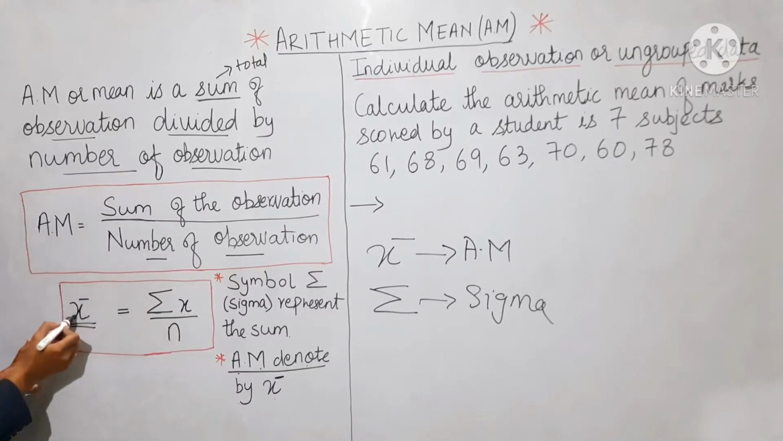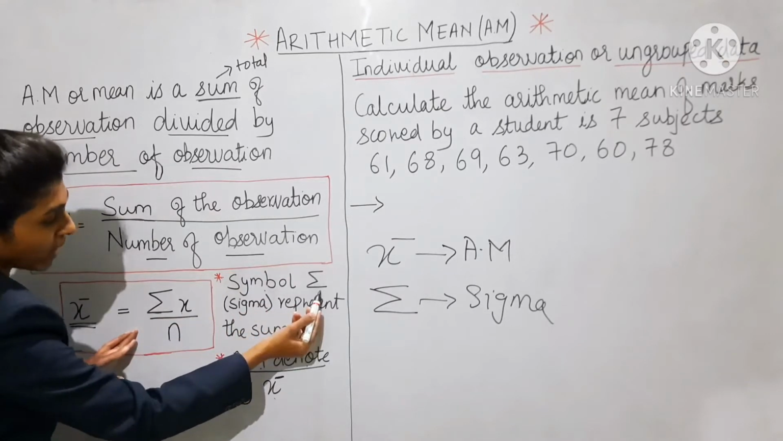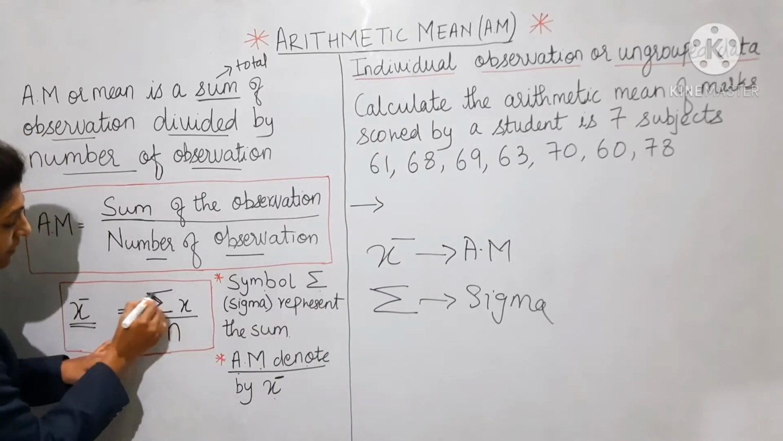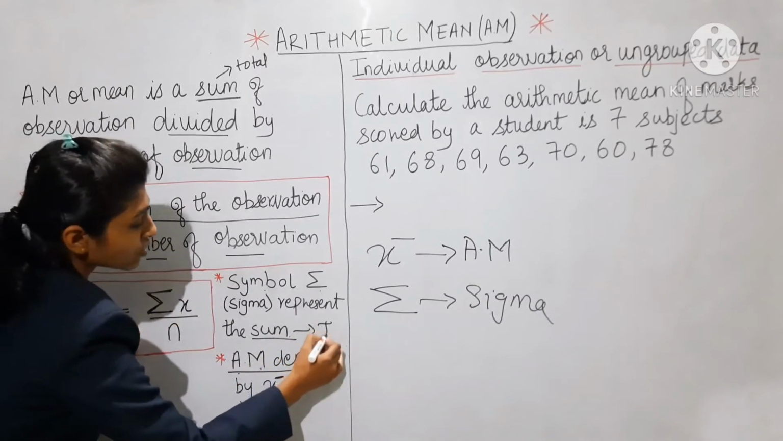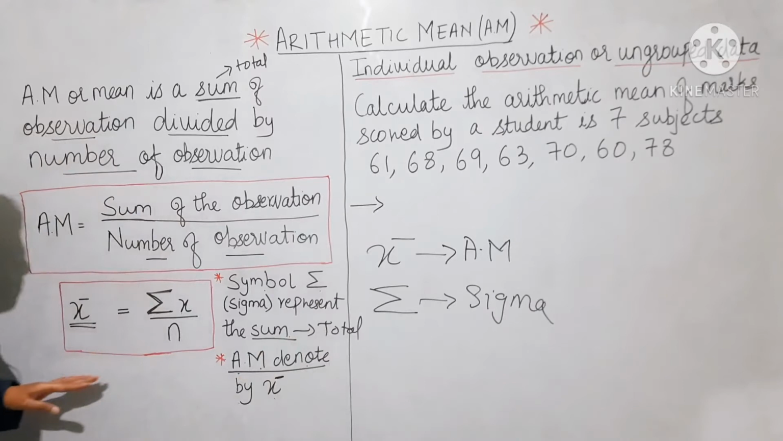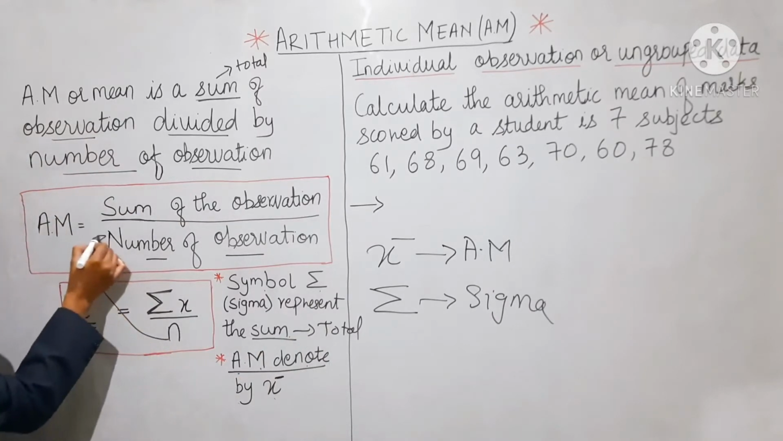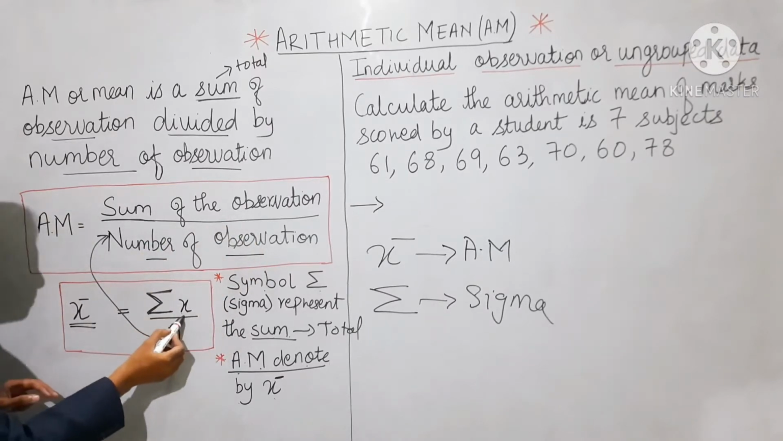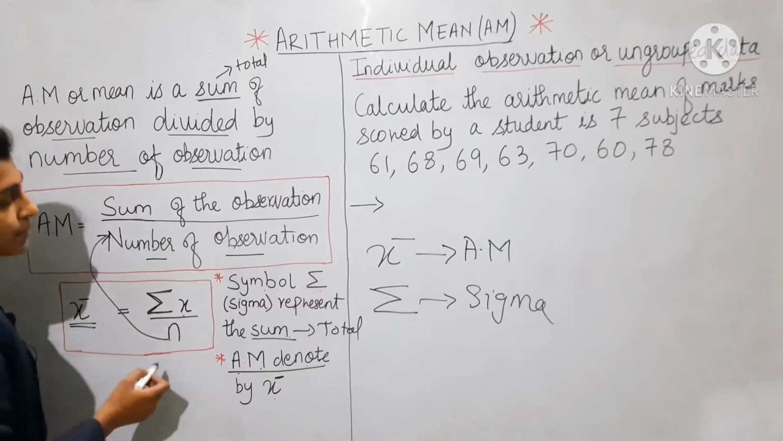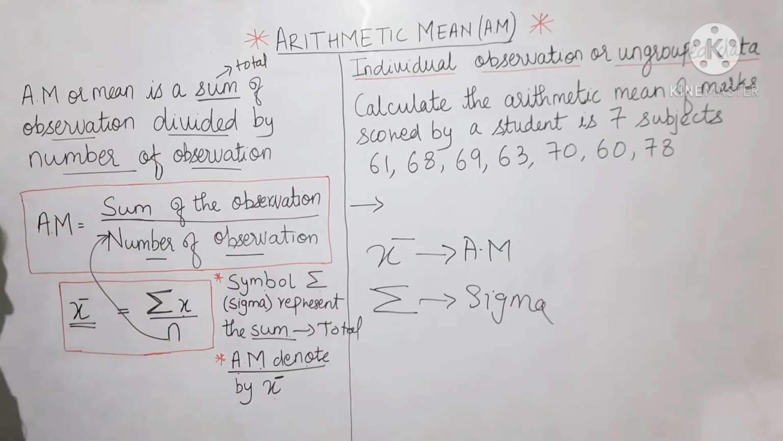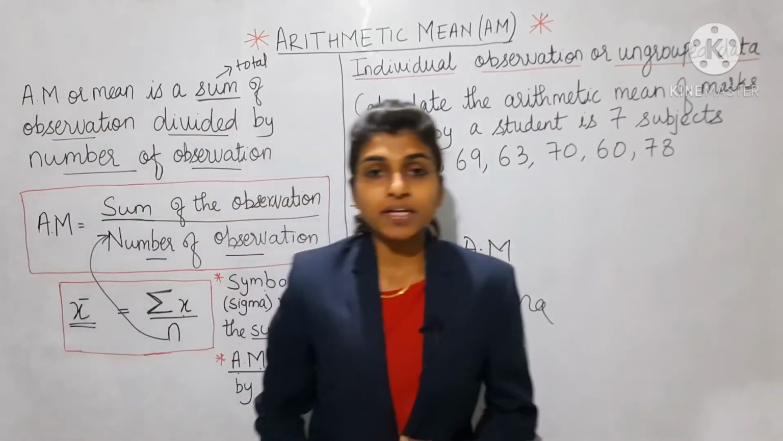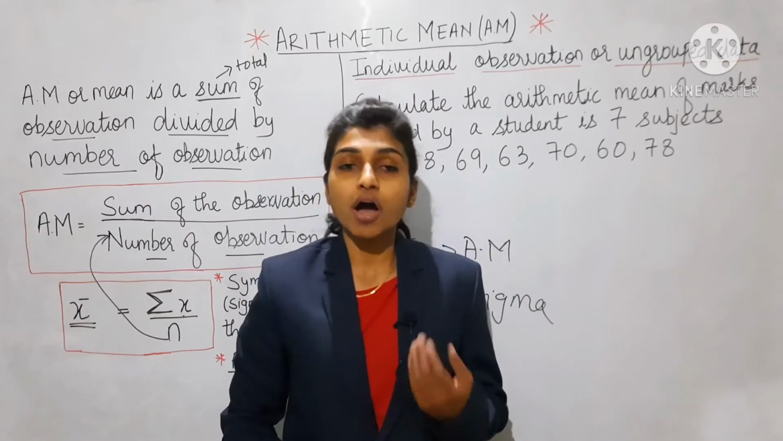So x bar means arithmetic mean. The symbol sigma represents the sum. Sum means the total or summation of the observation. Small n means the number of observation, and x is the observation. Summation of x divided by number of observation. We are going to use this formula to calculate arithmetic mean for individual observation or ungrouped data.